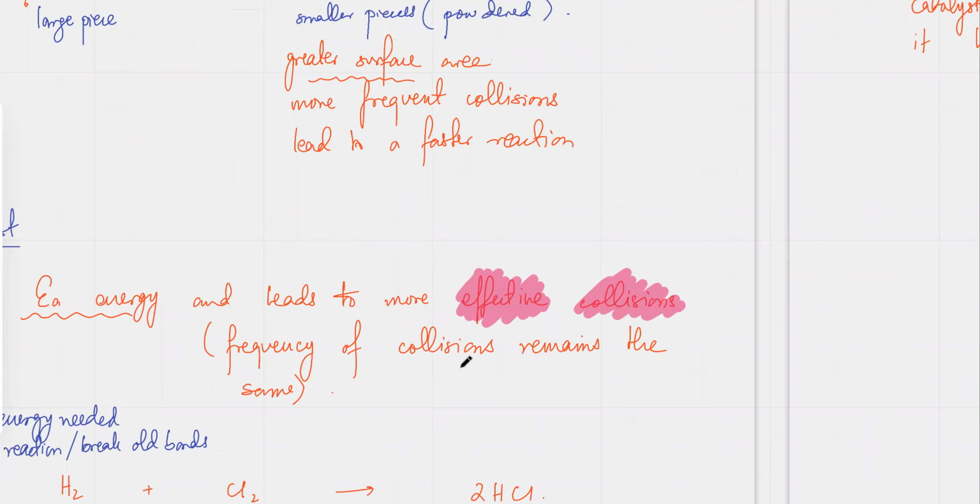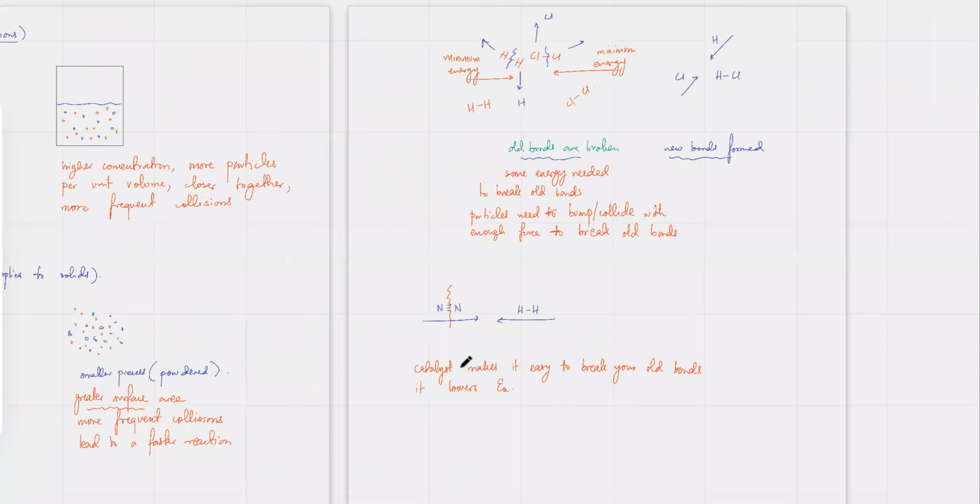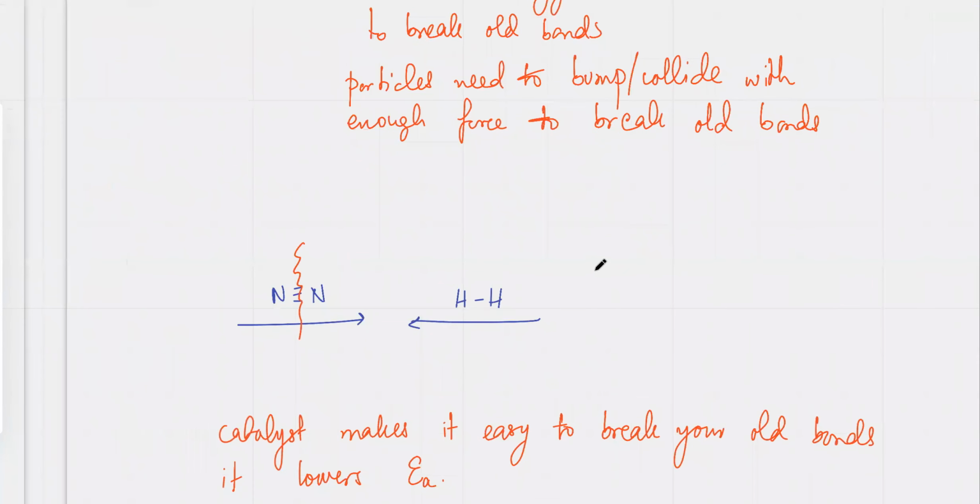You still have 100 collisions, but previously only one was successful. Let's say out of 100, only one was successful. In this reaction, the molecules were bumping into each other, and out of 100 collisions, only one was successful. By adding a catalyst, it made it easy to break the triple bond. Now, out of the 100 collisions that happen, let's say 50 of them are successful. So you get a lot more reaction now. Is this point clear?